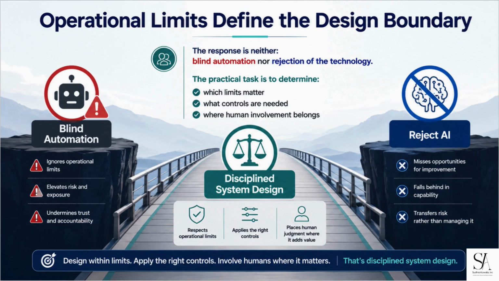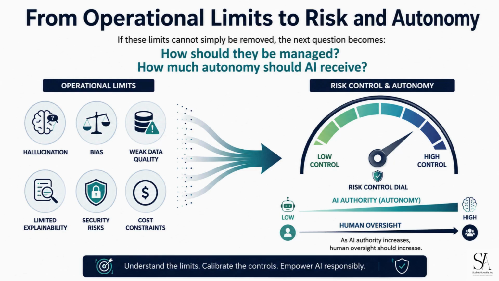The principal constraints include output variability, hallucination, bias, restricted information access, limited explainability, enterprise data readiness, infrastructure cost, monitoring difficulty, security exposure, regulatory obligations, organizational scaling, workforce capability, and uncertain return on investment. None of these necessarily prevents useful deployment, but each influences how the system should be designed and controlled.